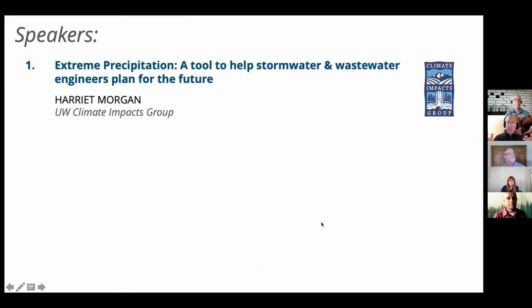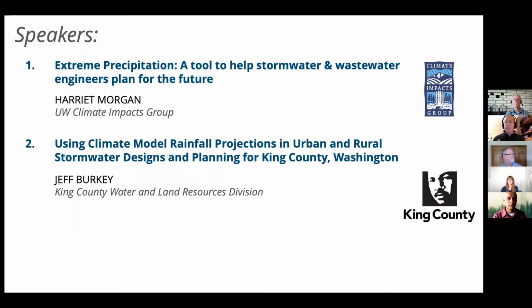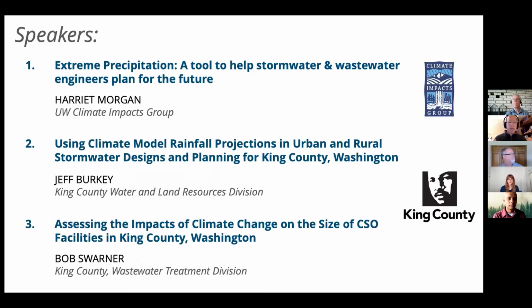Okay, so finally, I want to tell you who's speaking today. So we're going to start with the talk about the projections and the new tool that we built. That'll be by Harriet Morgan from the Climate Impacts Group at UW. And then we're going to have 2 examples of putting that data to practice from our colleagues at King County. The first is Jeff Burkey talking about using that in stormwater facility design modeling. And then the next will be Bob Swarner talking about their use both at King County of these new data in his case in wastewater facility design. So with that, I'm going to stop and hand it over to you, Harriet.